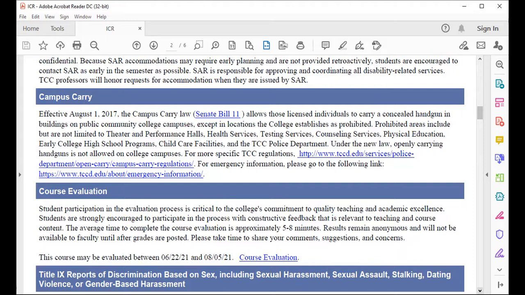Again, this is a state law. If you are a person that wants to carry a licensed concealed handgun on campus, you must realize that you're taking on a lot of liabilities and responsibilities. There are many places on campus where you are not legally allowed to go with your concealed handgun, including the theater, performance halls, health services, testing services, counseling, physical education, child care facilities, and the police department. So understand this law, and understand what you can and cannot do. All right. So I'm going to leave it at that.